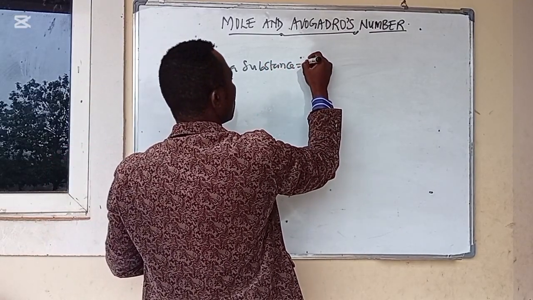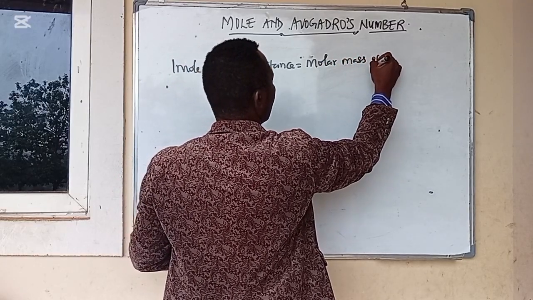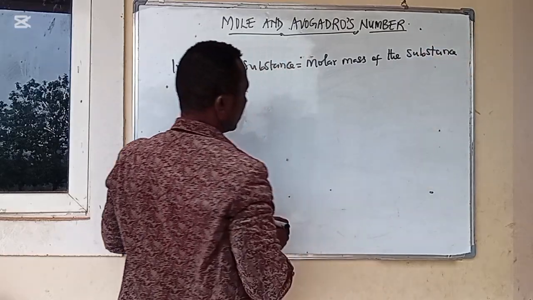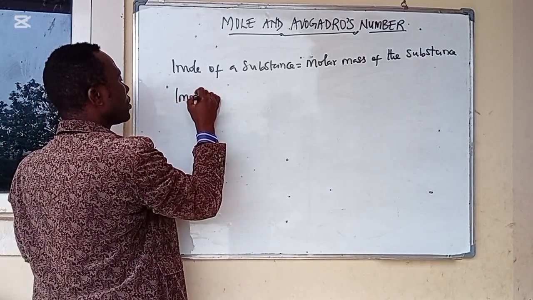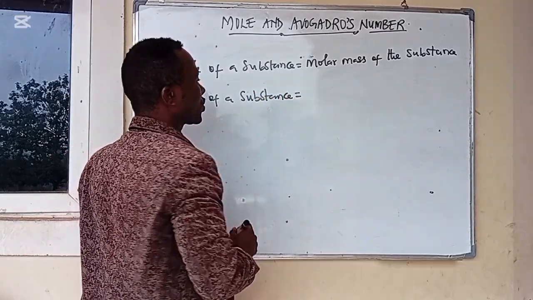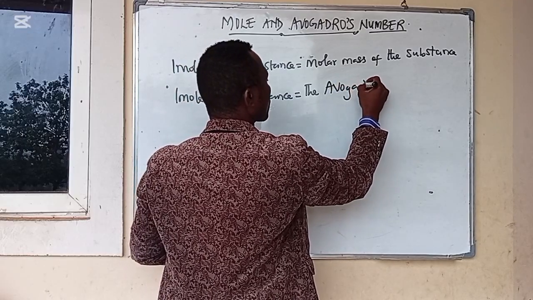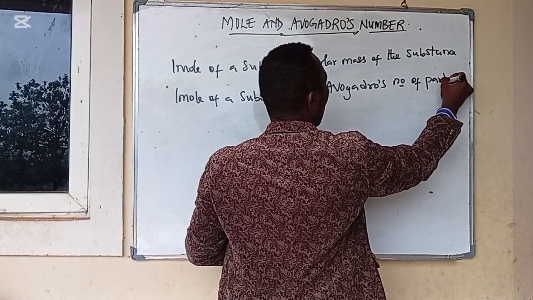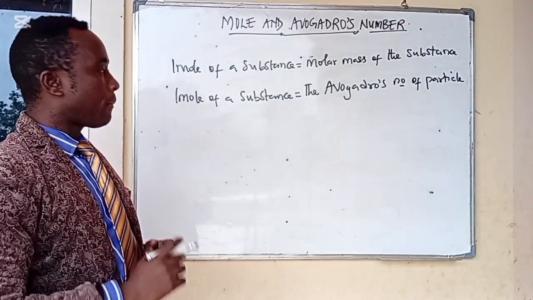Now, we know that 1 mole of a substance is equal to the molar mass of the substance. Also, 1 mole of a substance is equal to the Avogadro's number of particles.